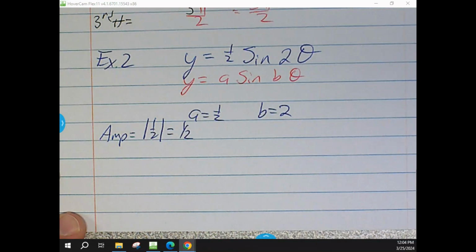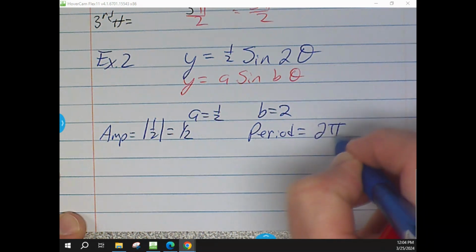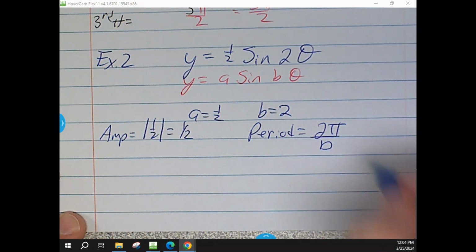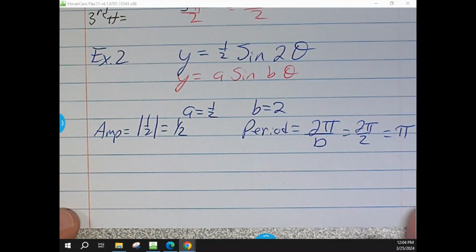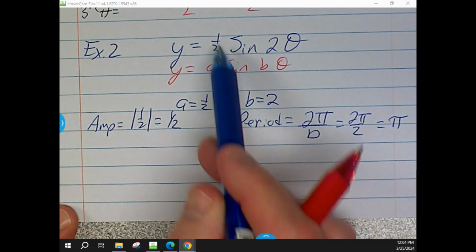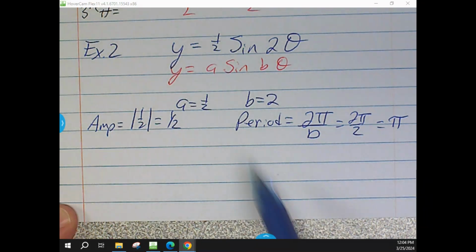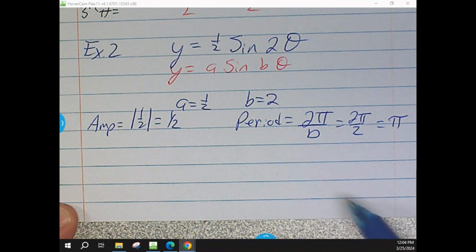It's not going to change anything. And then for the period, that is 2 pi over b, which is 2 pi over 2. 2's cancel. That's just pi. Okay, so finding the amplitude, finding the period should be pretty easy because the numbers are usually pretty nice, and again, amplitude is really easy. It's just if this number is positive, it stays positive. If it's negative, we'll change it to a negative. We'll show you that one next. And the period is just 2 pi divided by whatever this b number is. Usually it's going to cancel out like this. So now we've just got that this is 1 pi.